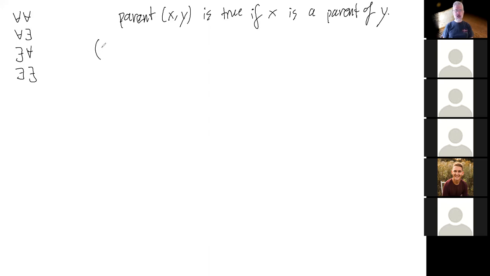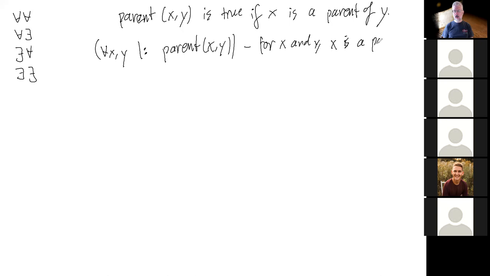So if I say for all X and Y, parent X Y, then I'm saying for every X and Y, X is a parent of Y. Which is pretty clearly false, right? If I pick any two random people, it's not true that X is a parent of Y. That's just not going to be true, okay? So this statement is false.